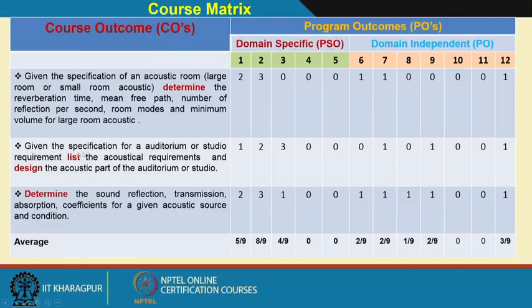Similarly, for outcome 2, it is 1, 2 and it is based on design. So, 3, 0, 0. Then for determine, 2, 3, 1, 0, 0. So, this is domain specific.